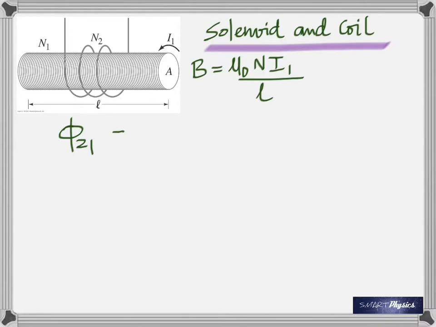Okay, so phi. From B, how do you get to phi? Oh, look at those faces. Multiply by the area of cross section. Correct, that's the next step.